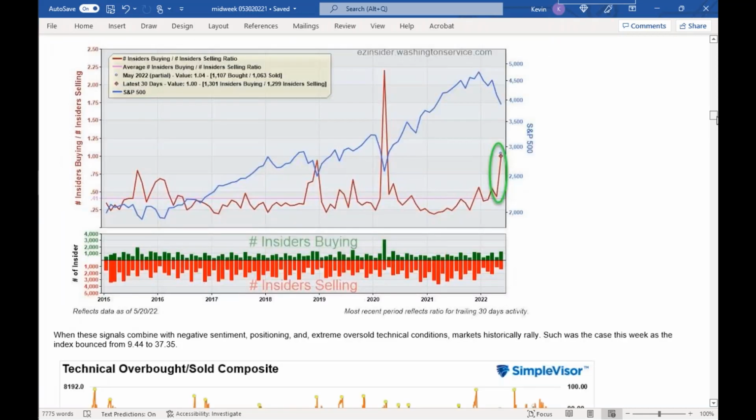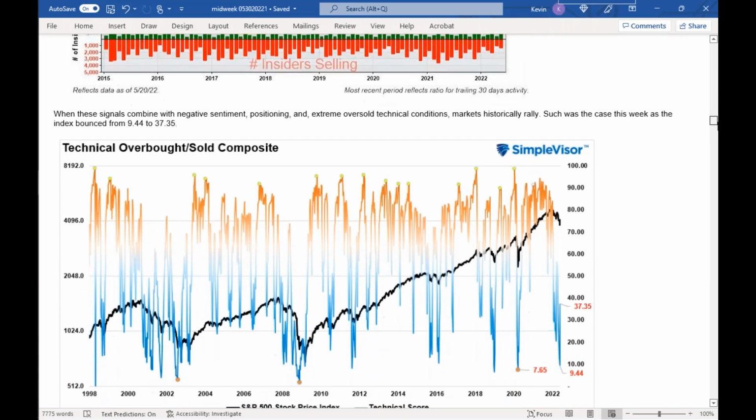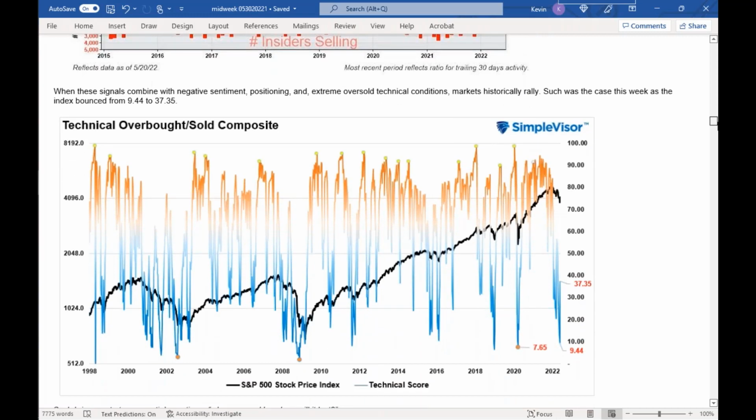Insider buying's picking up. It's nothing major. You could actually look at a put call ratio, which would give you a better idea. But insider purchasing is a little bit above insider selling. It's, I don't know. Again, a useless chart in my understanding. Technically overbought, oversold. We're definitely oversold.